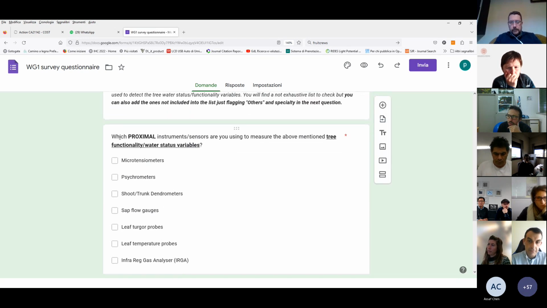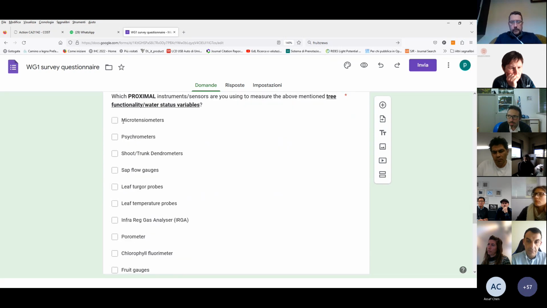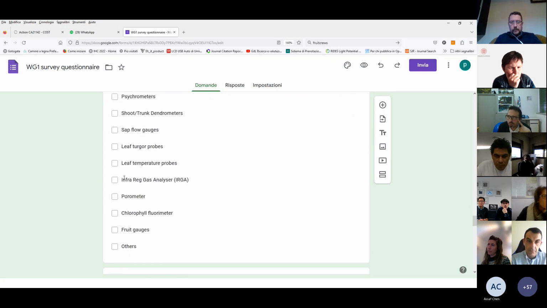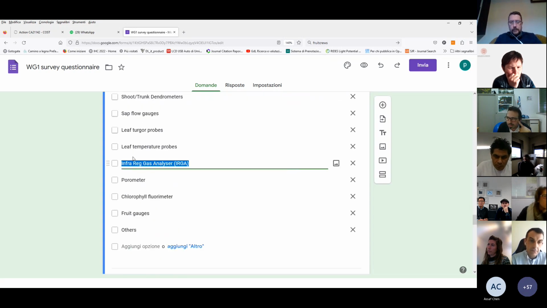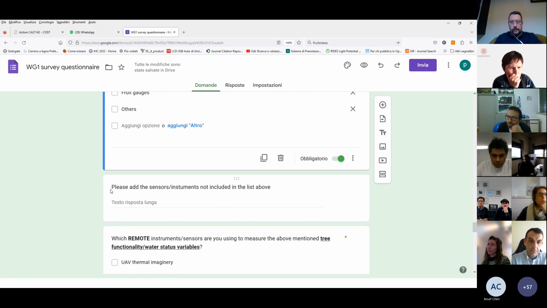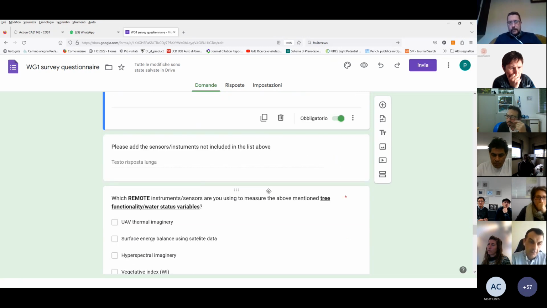variables. So in this case, for example, there is a list of some common proximal sensors used: microtensiometer, psychrometer, sap flow gauges, and so on. Infrared gas analyzer, porometer, and so on. And you can also add others. Please add sensors or instruments not included in the list. You can just type the sensor you are using.